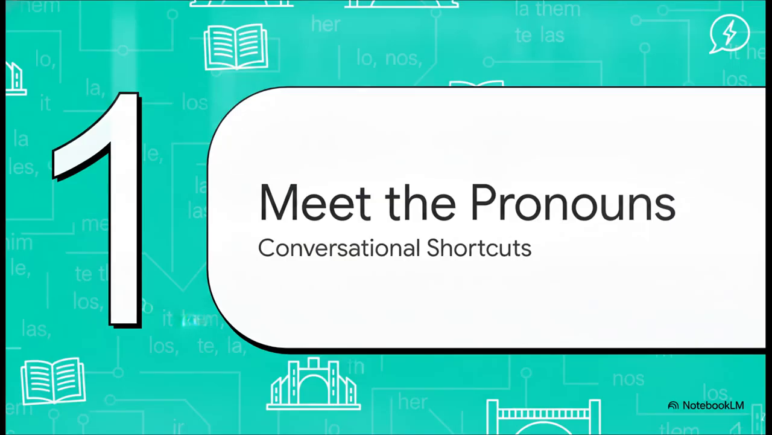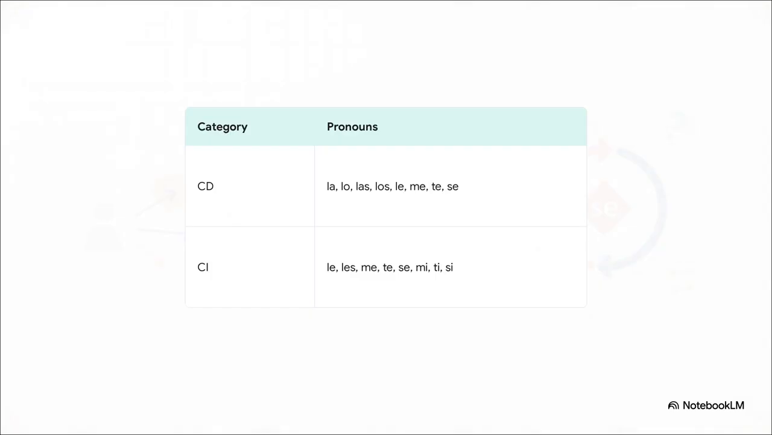Section 1. Meet the object pronouns. Okay, before we get bogged down in heavy grammar rules, I want you to think of object pronouns as your ultimate conversational shortcuts. They basically exist so we don't have to endlessly repeat long nouns, right? Instead of saying, I have the book, and I am reading the book, and I will return the book, you just say, I have the book, I'm reading it, and I'll return it. It's a lifesaver.